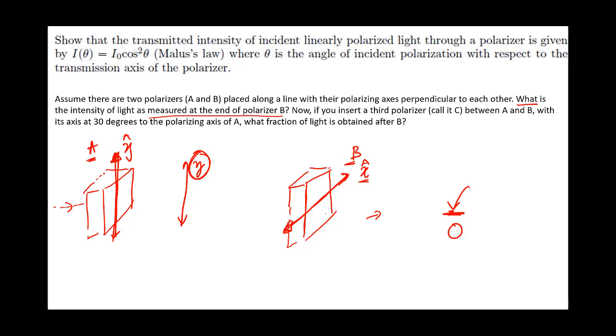Now the second part of this question is, we're going to insert another polarizer here in the middle. We're going to call it C. So we have another polarizer that is inserted in between A and B, and that makes an angle of 30 degrees with the first polarizer. Now what is the fraction of light that comes here?